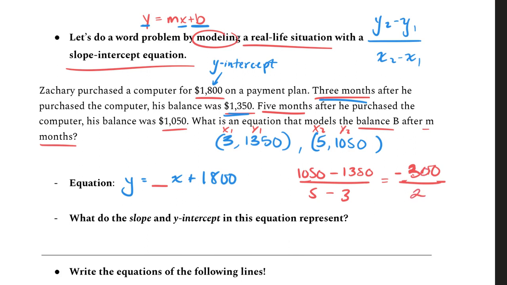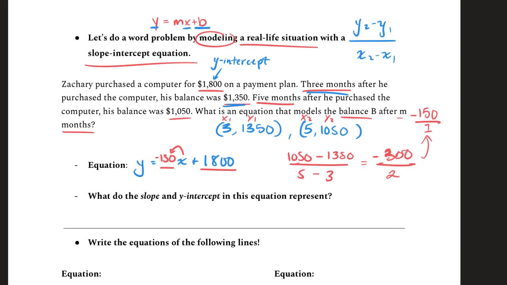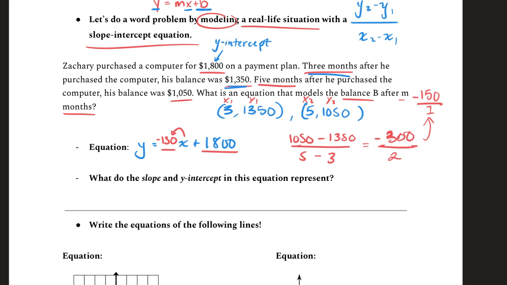Now, we can simplify that real quick. Hopefully we know that simplifies to become negative 150, or negative 150 over 1. But if it's over 1, we don't have to put the 1. So our slope is going to be negative 150. So now, what this equation says right here is that each month he pays off $150 of the original $1,800 that he owes. That's what he's doing in this situation, and that's what this question asks.